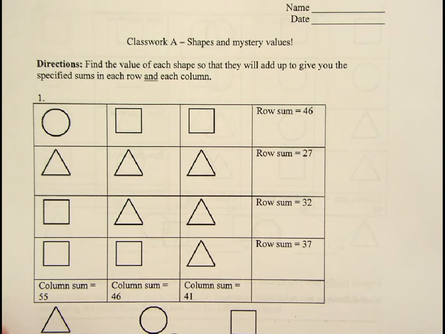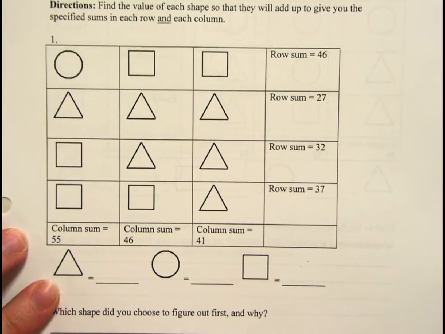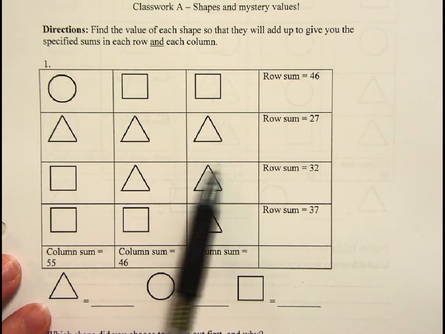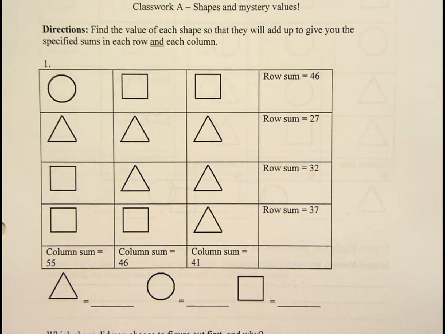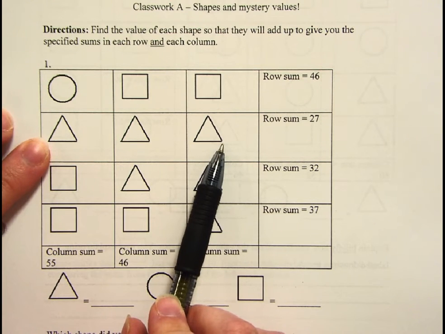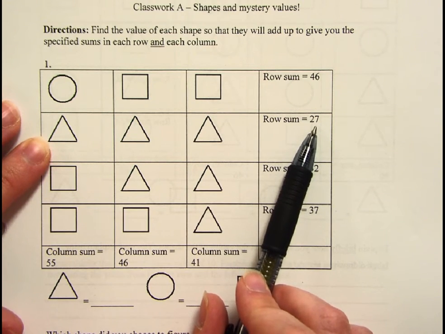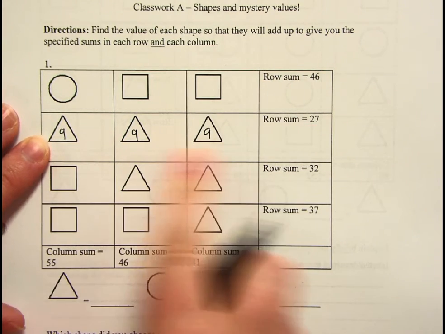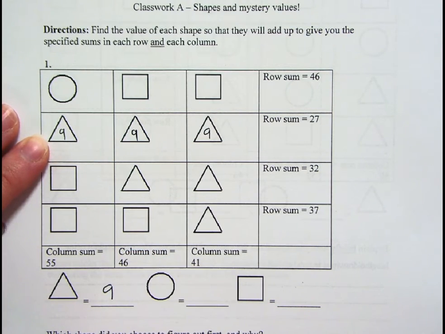The idea is that we need to find how much the triangle, the circle, and the square all equal in value. I'm going to start with the second row, where it's three triangles equals 27. The reason I want to do that is because I could figure out how much one triangle is worth with this. The idea is that all three together add up to 27, so each one must have been 9. And that's because 9 plus 9 plus 9 equals 27. So a triangle equals 9.